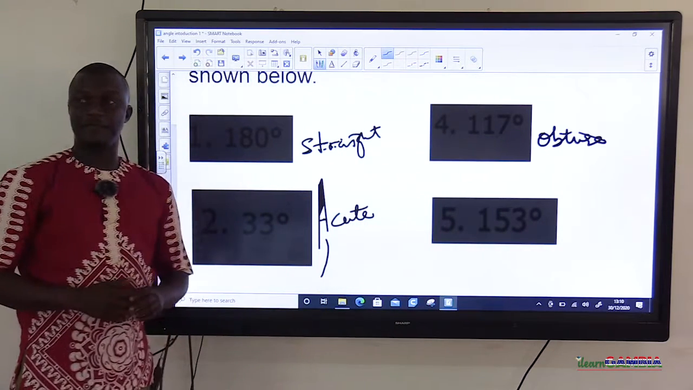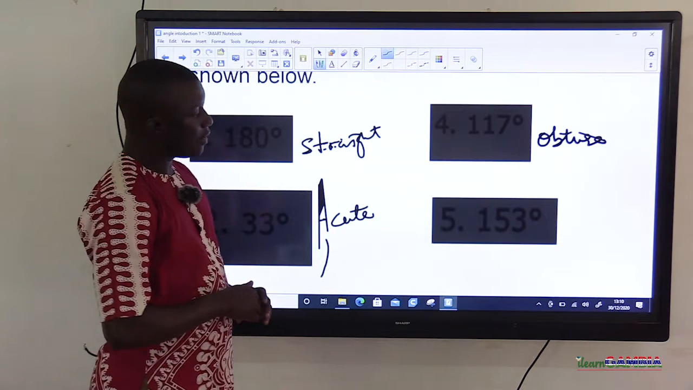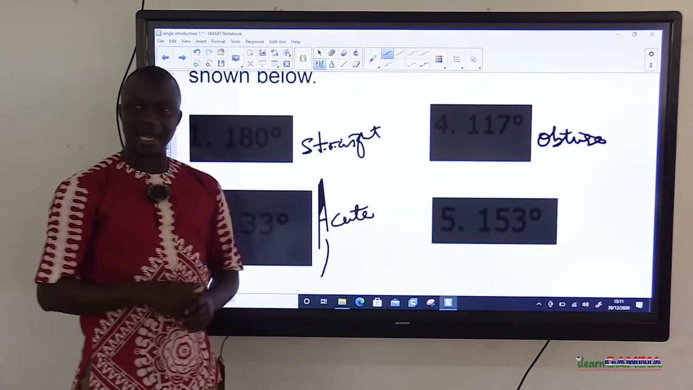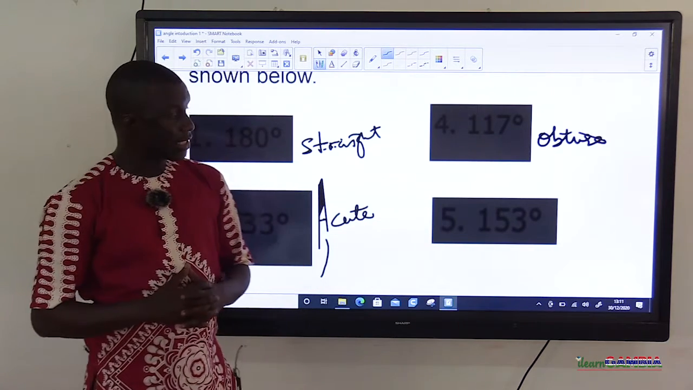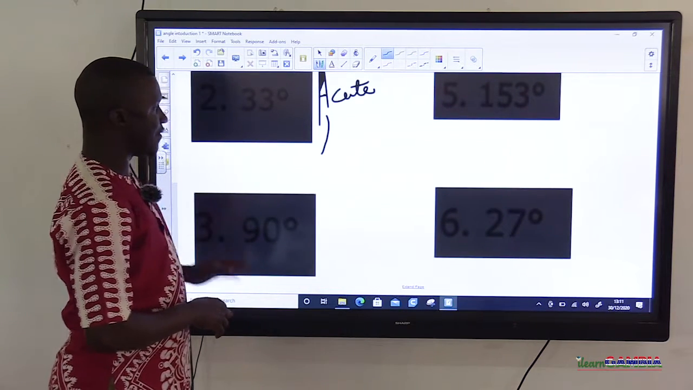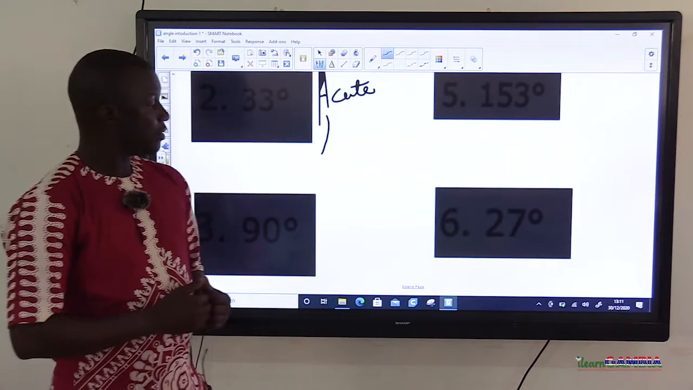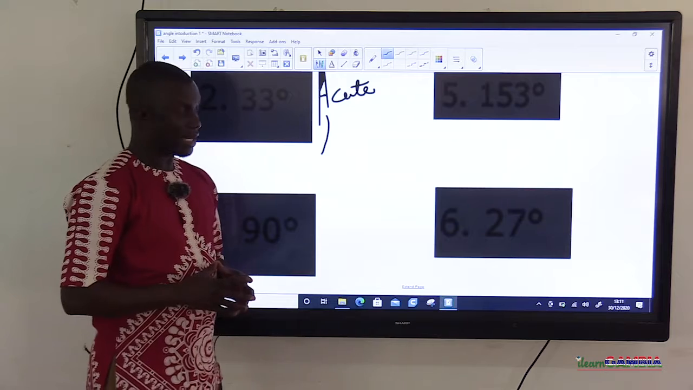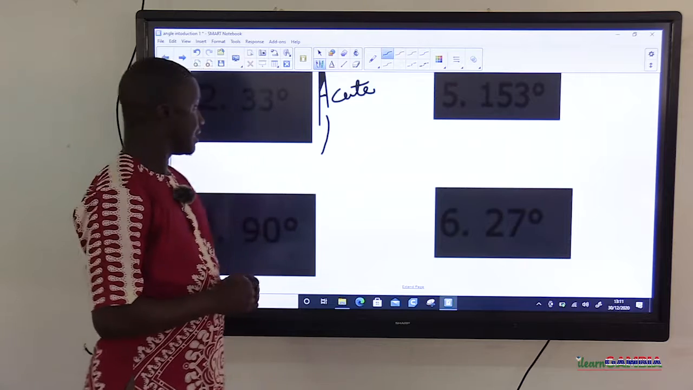Number 5, 153 degrees. 153 degrees is more than 90 but less than 180. So therefore, that is also an example of an obtuse angle. As we said, obtuse angles are more than 90 but less than 180. The final one is 27 degrees. Less than 90 but more than 0. It falls into the category of acute angles. Number 6 is an acute angle, 27 degrees. It is more than 0 but less than 90.